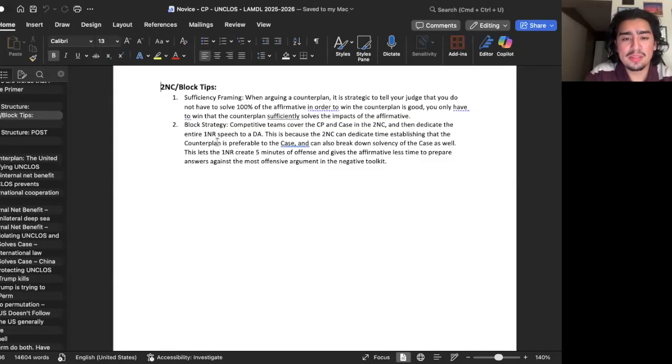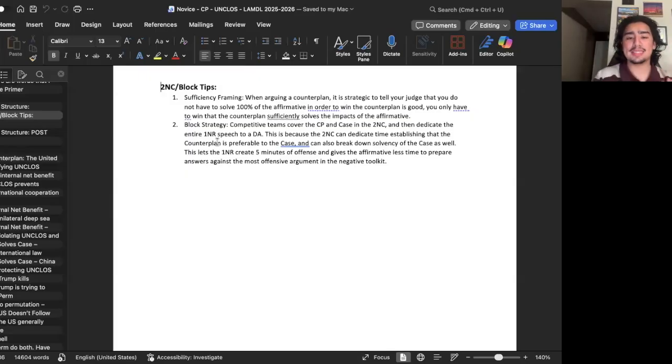In order to prove that this is the case, the negative has to dedicate substantial amounts of time to the disadvantage. This is at the same time a strategic reason for putting the disad in the 1NR, because since both teams know that the disad is what the negative team needs in order to win the debate, the later you establish it, the later you extend it, it gives the affirmative less time.